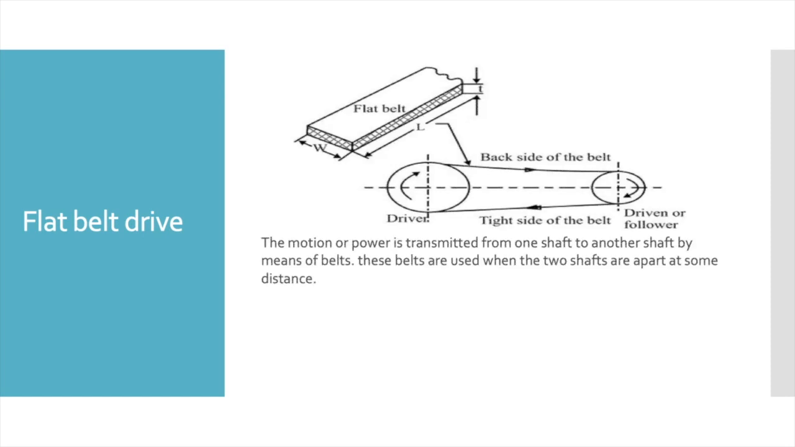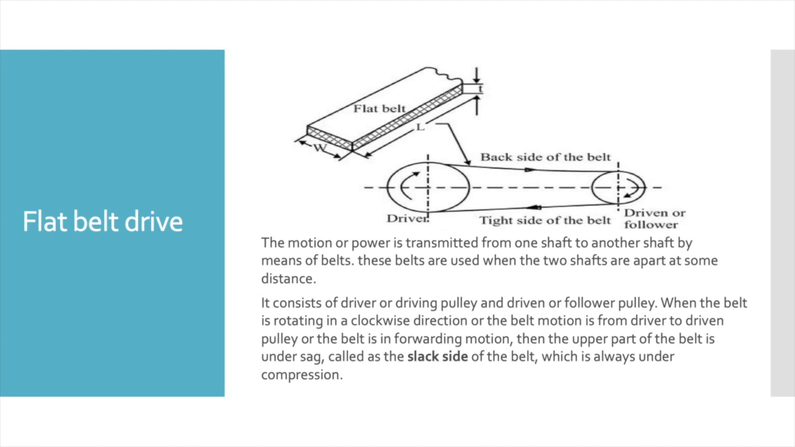Moving on to flat belt drive. We use flat belt drive to transfer power from one shaft to another, where these shafts are separated by some distance. It consists of a driver and a driven pulley. When the belt is rotating in a clockwise direction, the drive is said to be in forward motion. Under this forward motion condition, the upper part of the belt will experience a sag.